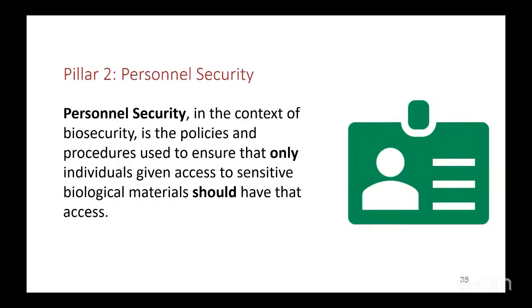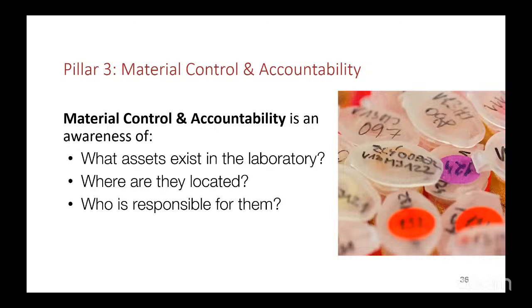Number 2, personnel security. In this context of biosecurity, these are the policies and the procedures used to ensure that only individuals who should have access to sensitive biological material are given that access. If you are not authorized to have access to that sensitive material, you should not. That's what we call personnel security. So not everyone should have access to what? Sensitive biological what? Material.